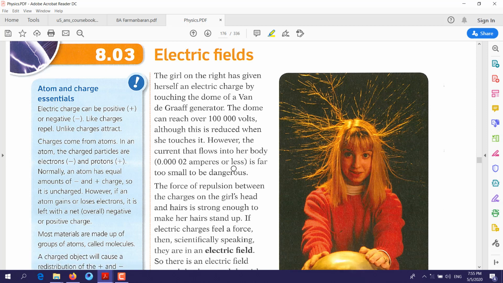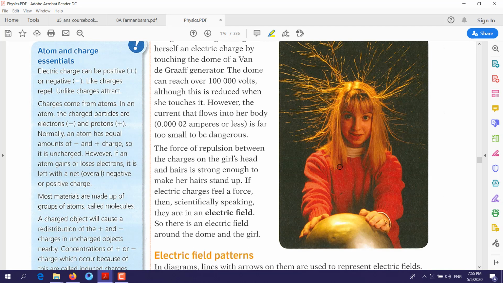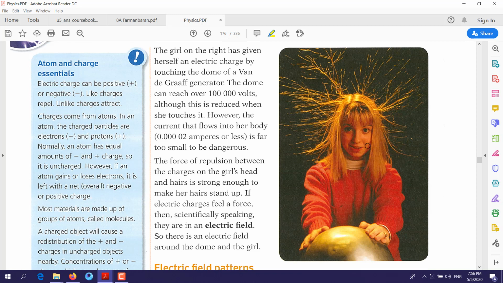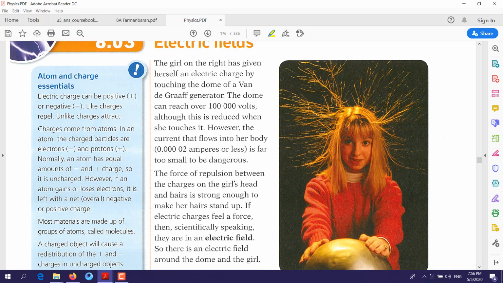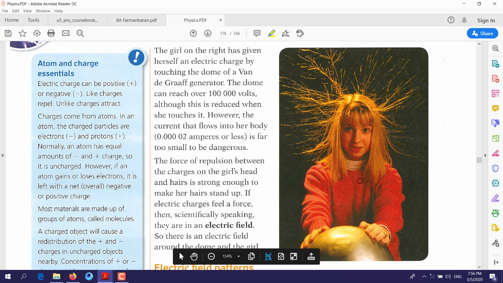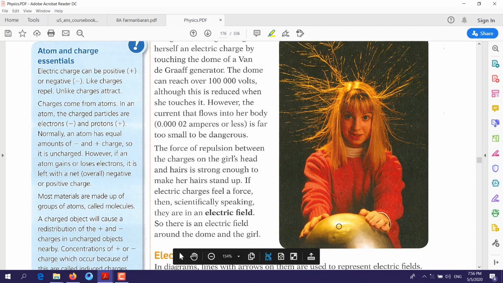Firstly, take a look at this picture. Here, as you can see, what is happening to this girl's hair: it starts to stand up. The explanation for why this is happening is that she is touching this dome of a scientist. His name was Van de Graaff.